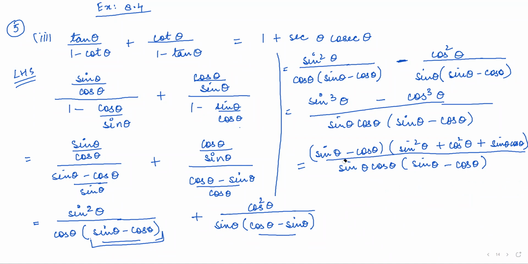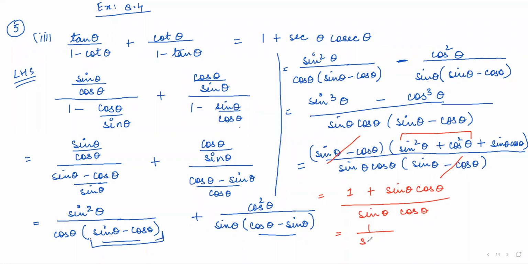Now you can see this term is the same: sine theta minus cos theta, sine theta minus cos theta. Now this sine square theta plus cos square theta will become 1, and then 1 plus sine theta cos theta. In the denominator, I have sine theta cos theta. Now just break it: 1 upon sine theta cos theta, and then plus sine theta cos theta divided by sine theta cos theta.